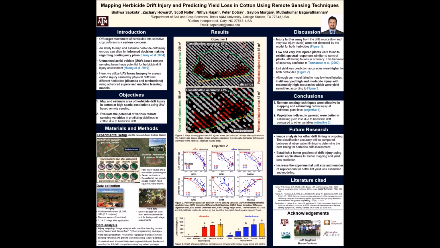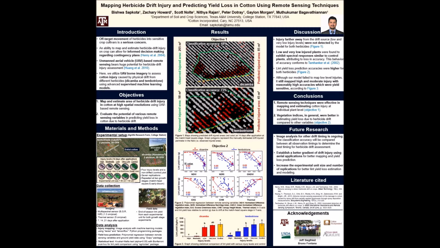In this study, we aimed at mapping the herbicide drift injury and predicting the drift caused yield loss in cotton using UAV-based remote sensing. Identifying herbicide affected areas is very crucial for farmers to design contingency plans for better crop management. However, identifying such affected areas manually in the field is a very time consuming process. Remote sensing, on the other hand, could be a better alternative for this kind of work, and that's what we're going to find out in this study.